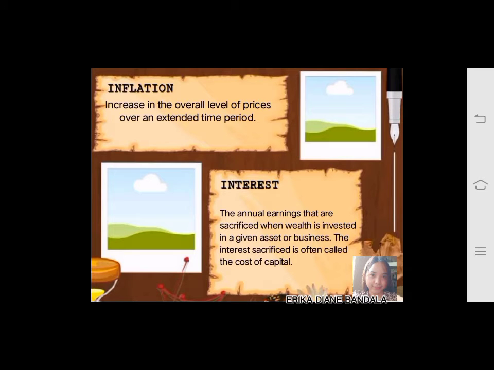So, the next is inflation. Increase in the overall level of prices over an extended time period. So, I know that we are all familiar with inflation. So, it is the increase of prices over a given period of time or the increase in the cost of living in a country. So next is the interest, the annual earnings that are sacrificed when wealth is invested in a given asset or business. The interest sacrifice is often called the cost of capital.